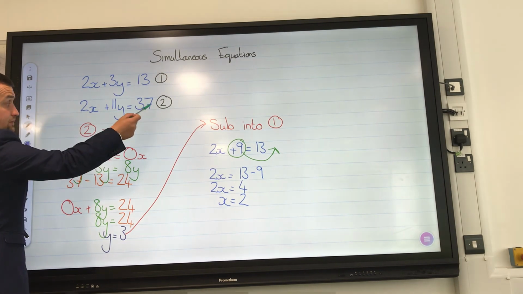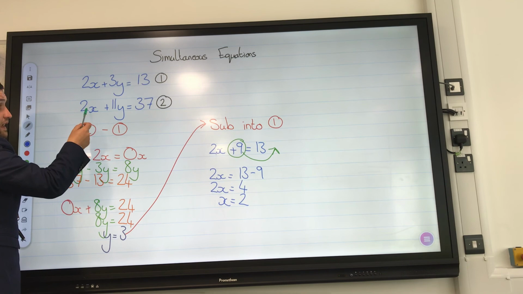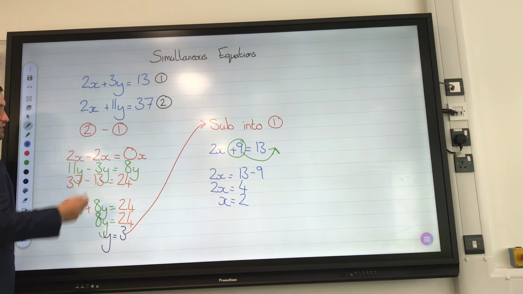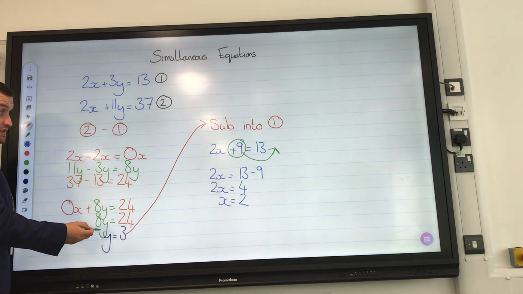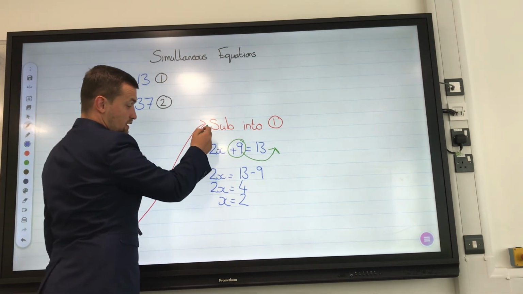Key bits. We need to label it. You need to eliminate one of your variables. You can eliminate your x's, you can eliminate your y's, make it easy for yourself though. You then need to solve to find what one of the variables is, the one you haven't eliminated, then substitute that back in to find out what the other one is.